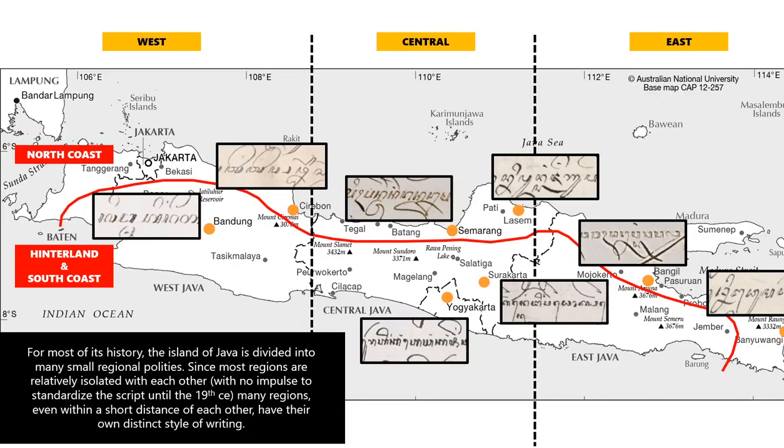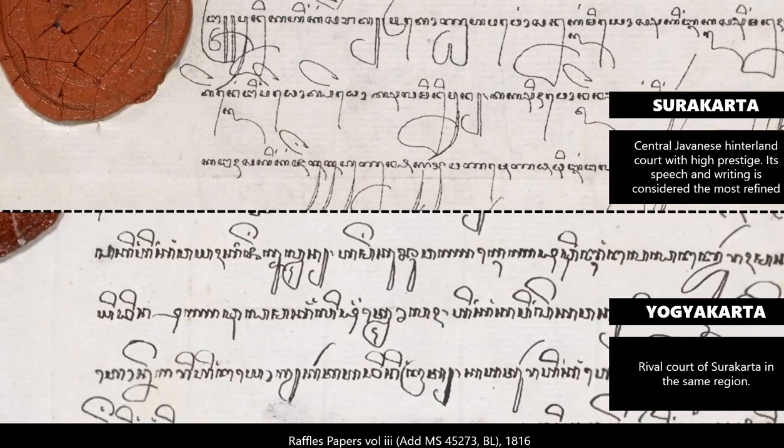It's helpful to note that for most of its history, the island of Java was divided into many small regional polities. Since most of these regions were relatively isolated from each other, many courts and regions, even within a short distance of each other, have their own distinct style of writing. For example, here are two royal letters from the neighboring courts of Surakarta and Yogyakarta in the central Javanese hinterland. The courts of this region are considered the center of classical Javanese culture, and so its literary tradition commands a degree of prestige among other Javanese polities.